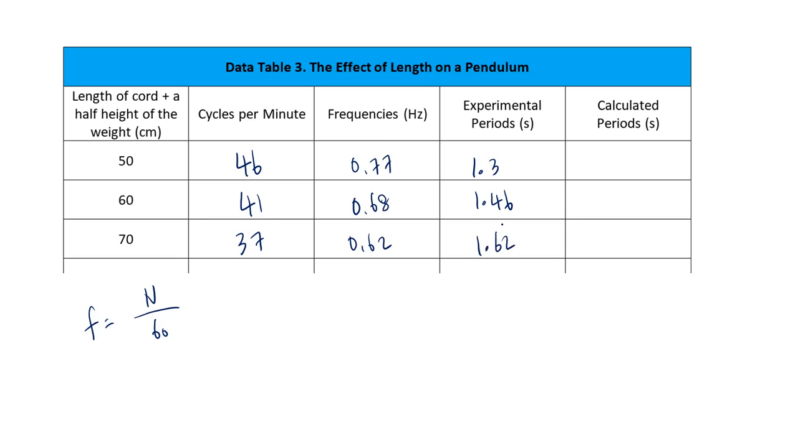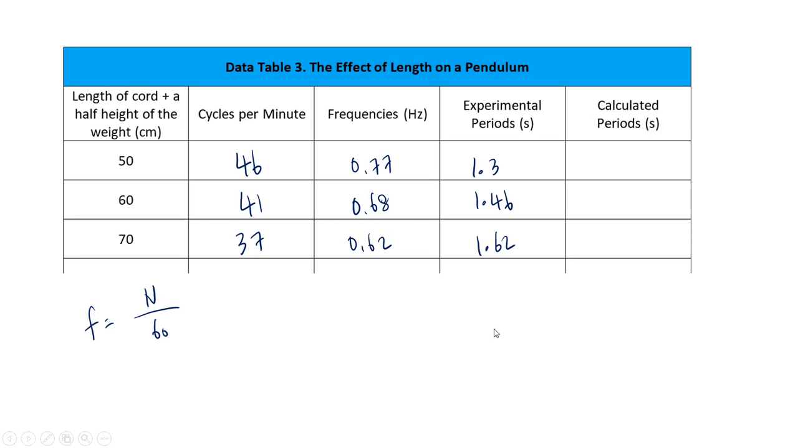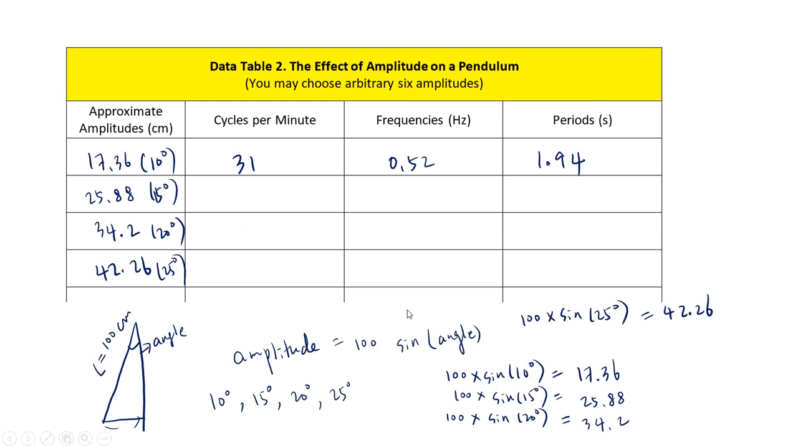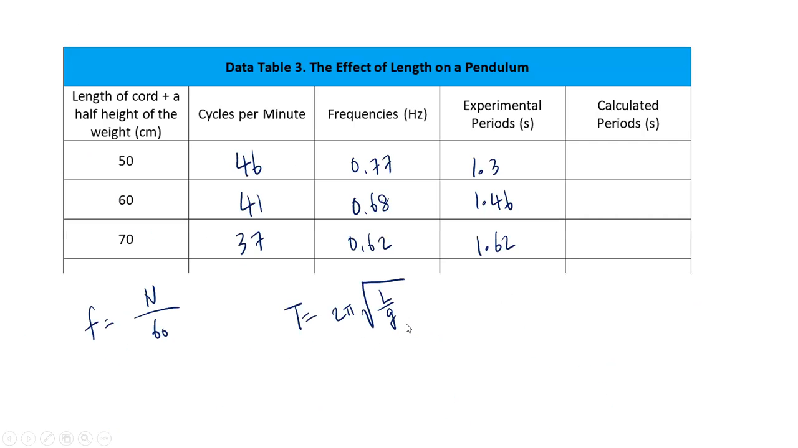But this is our measured one. Now the calculated one: T is equal to 2 pi times the square root of L over g. Yeah, we know this one. That is the formula, and by using this one we can calculate. This is the calculated one.